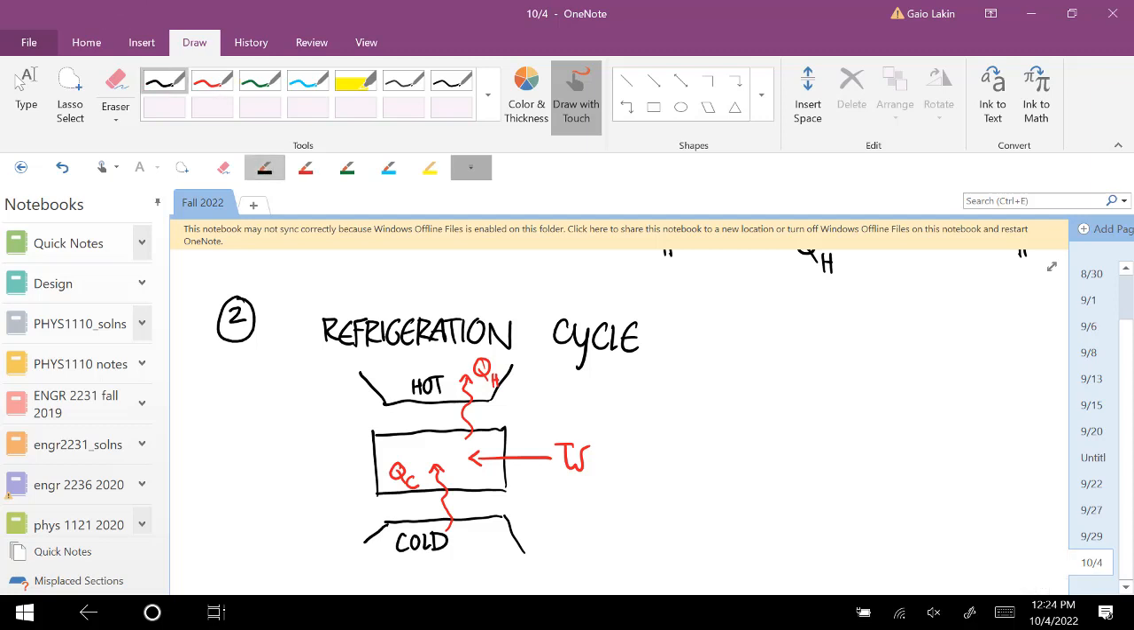So this time, the relationship between these energies, notice that the sign convention is all different. We have two things going in, work and QC. We have one thing going out, QH. So QH is equal to W plus QC. I guess that's the same equation. It's just that they're going in opposite directions.